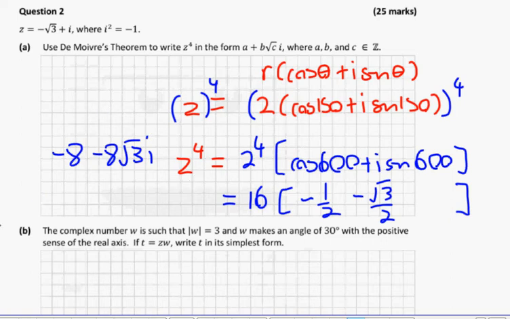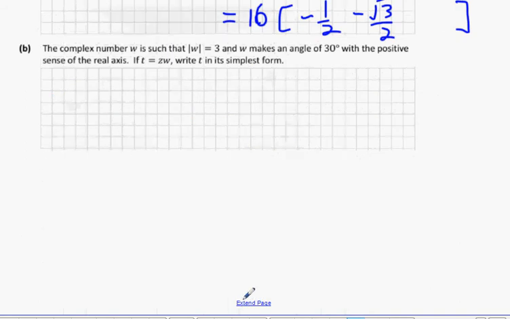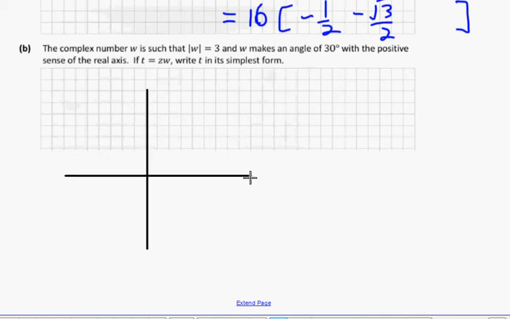I haven't seen this one before, so bear with me. Complex number w such that the modulus of w is 3 and it makes an angle of 30 degrees with the positive sense of the real axis. Okay, so what I'm saying here is that if you drew a complex number and you marked the origin, positive sense of the x-axis means, would you agree that a positive angle would be this way? Is that right?